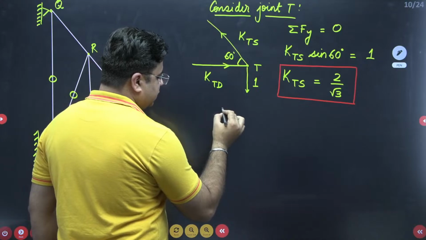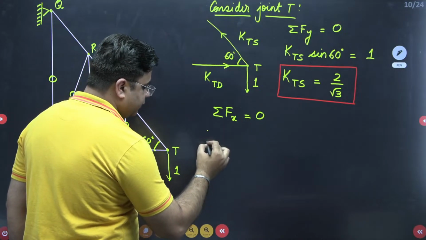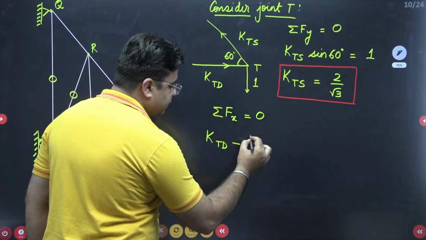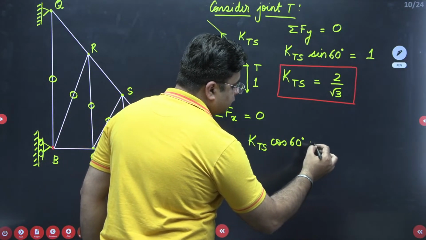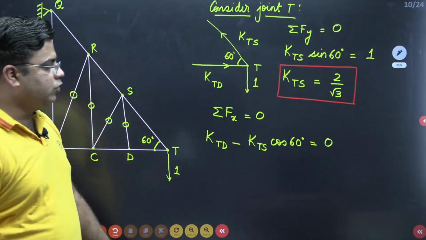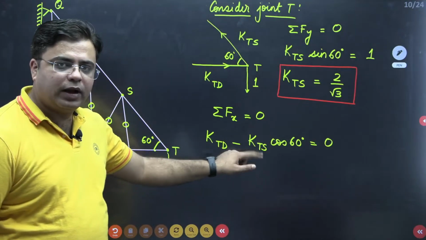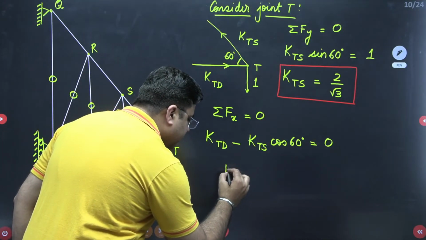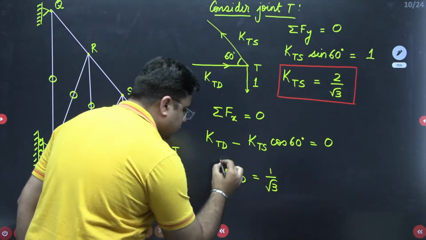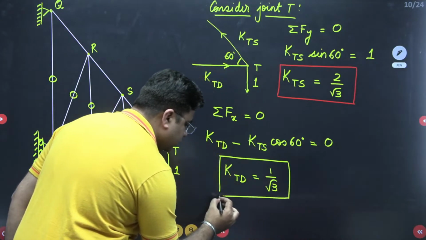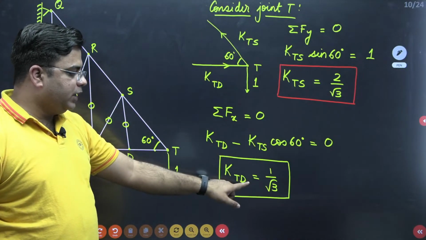Next is take summation of horizontal forces equal to 0. So you have KTD minus KTS cos 60 degrees equal to 0. So cos 60 is 1 by 2 and KTS is 2 by root 3. So this entire term will be 1 by root 3. So KTD will be 1 by root 3. KTS will be tensile in nature and KTD will be compressive in nature.